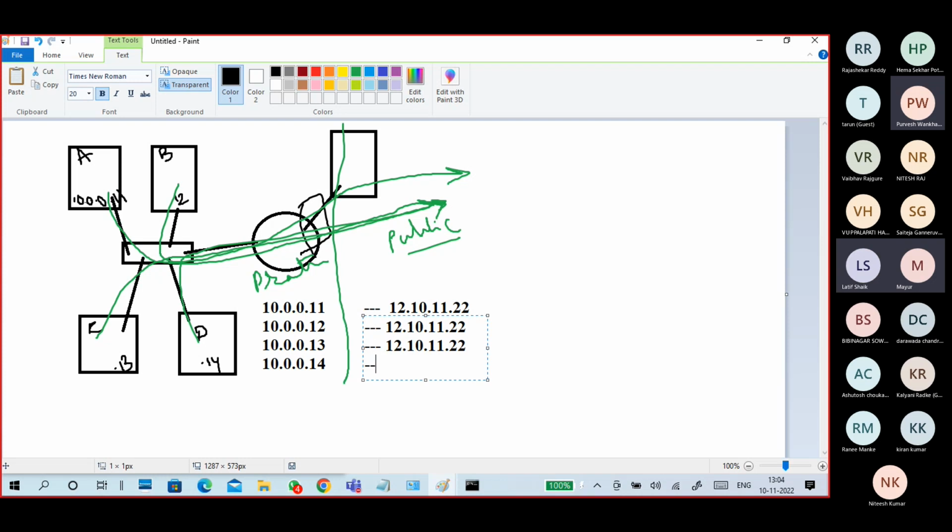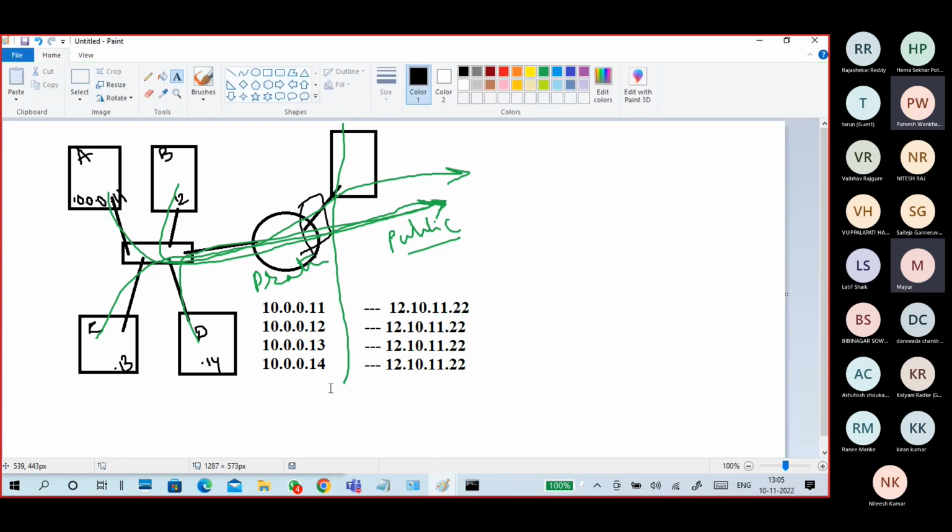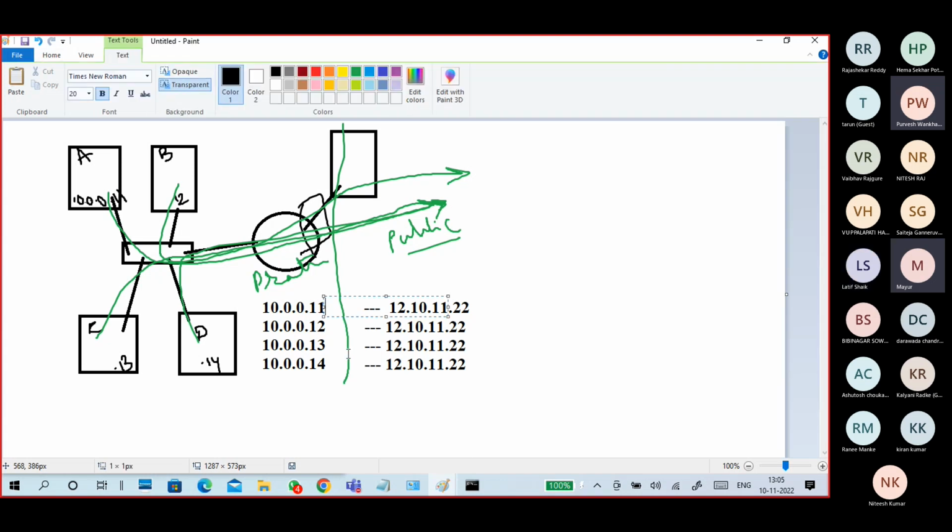Okay, same one. So you can copy paste also. It's the same IP for both of them. Different PCs have different private IP addresses, but the same public IP address. But how does it work?